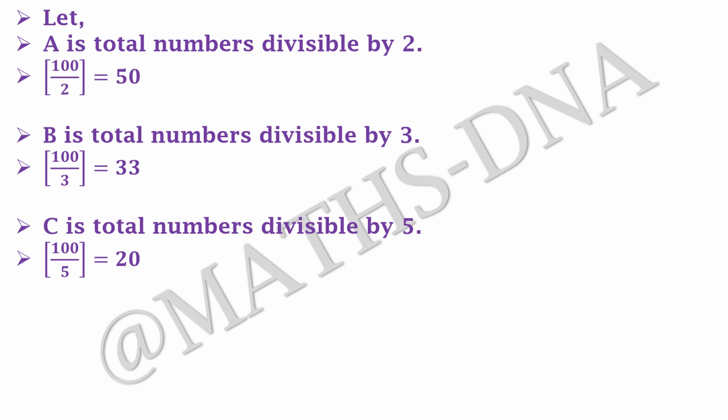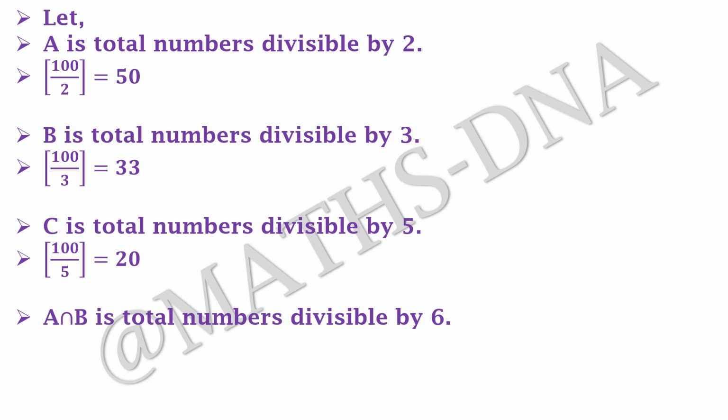Now there will be numbers that are divisible by both A and B, so they will be counted 2 times. So we need to remove that, that is A intersection B. Now A intersection B will be the total numbers that are divisible by 6. Why 6? Because 6 is the LCM of 2 and 3. For example, 6 is a number that is divisible by 2 as well as 3. So when we are counting, we consider 6 in 2 as well as in 3. So we need to remove once, that will be 100 upon 6, that will be equal to 16.